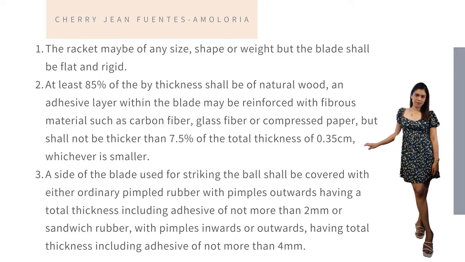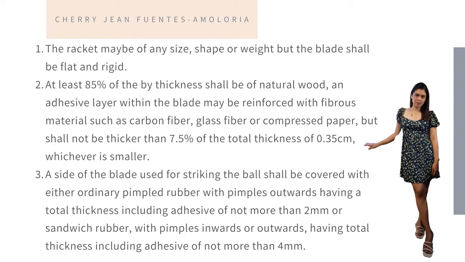Number 2. At least 85% of the blade by thickness shall be of natural wood. An adhesive layer within the blade may be reinforced with fibrous materials such as carbon fiber, glass fiber, or compressed paper, but shall not be thicker than 7.5% of the total thickness or 0.35 millimeter, whichever is smaller. Number 3.